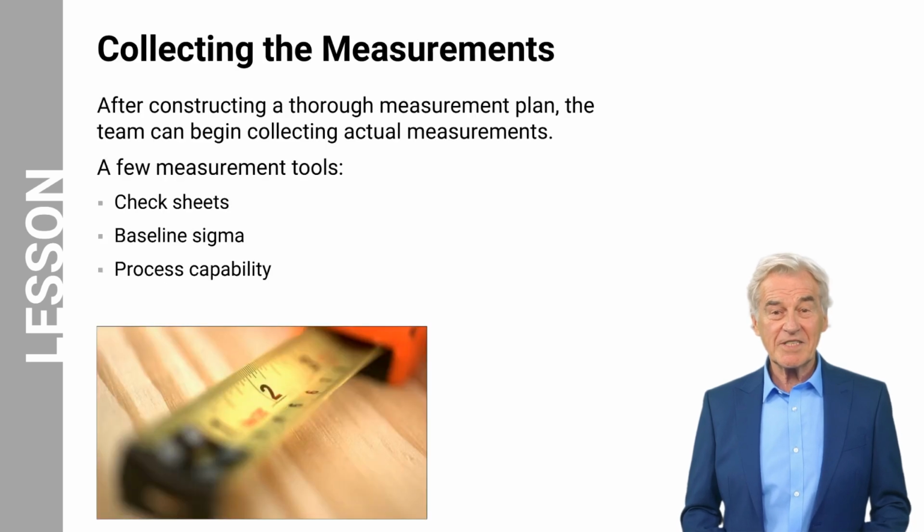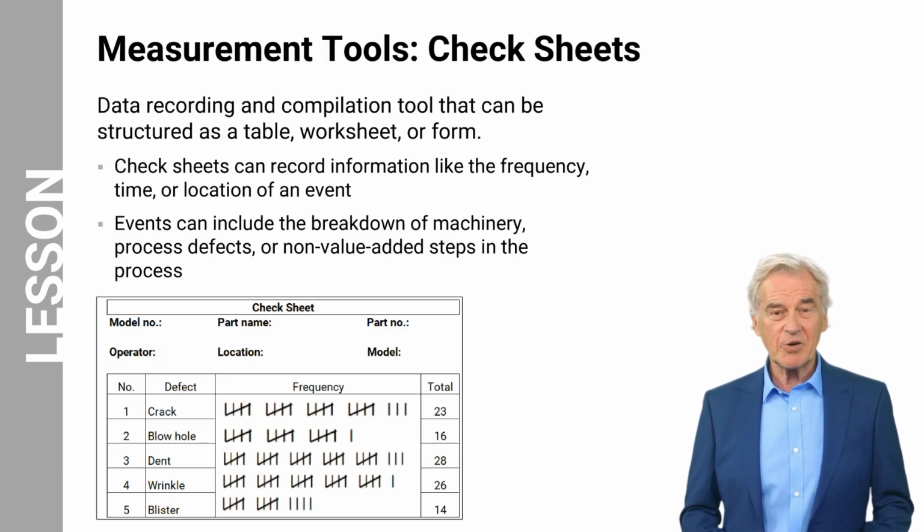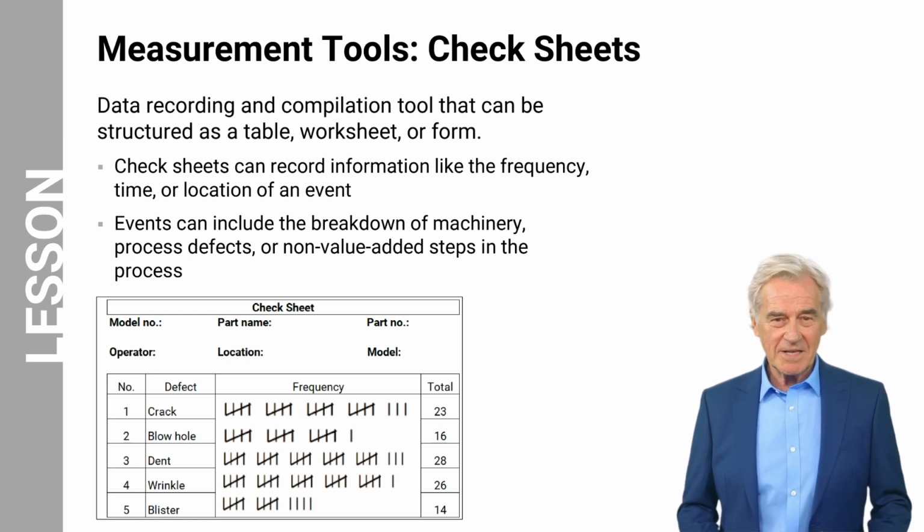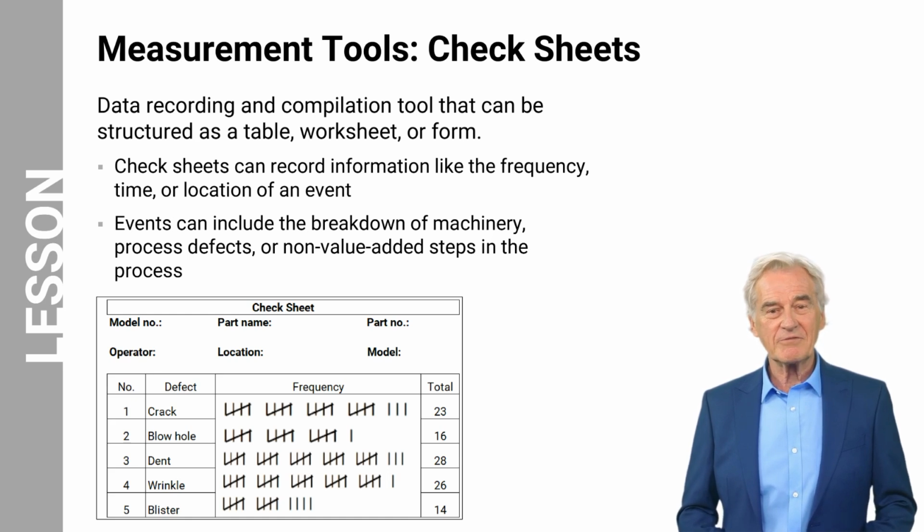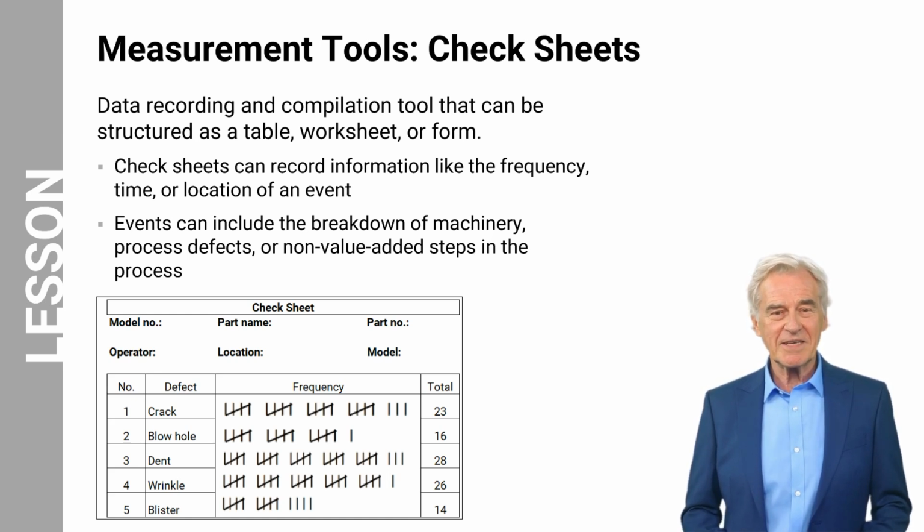Now that the measurement plan is complete, the actual measurements can be taken. A few commonly used measurement tools are check sheets, the calculation of baseline sigma, and the process capability measurements. A check sheet is a data recording and compilation tool that can be structured as a table, worksheet, or form. Check sheets can record information like the frequency, time, or location of an event. Examples of events include the breakdown of machinery, process defects, or non-value-added steps in the process. An example of a check sheet is shown here.